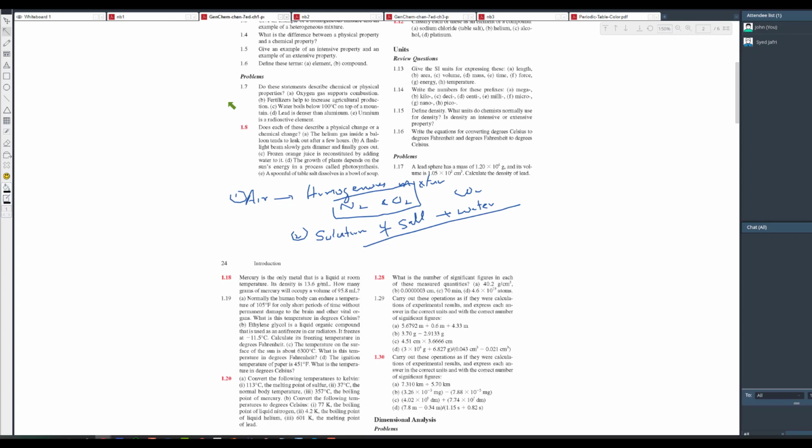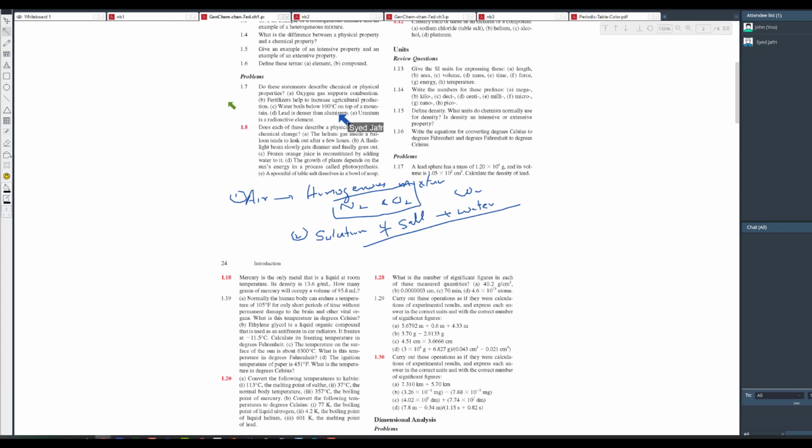Fertilizers help to increase agriculture production. It looks like it's going to be a chemical property, because maybe they are producing something which enhances the production. But I have to double check this one. Water boils below 100 degrees Celsius. Is that physical? Yes, because boiling depends on the vapor pressure, so it's a physical property. Lead is denser than aluminum. What do you think? Physical property, because how heavy or light something is is also physical. Uranium is a radioactive element.